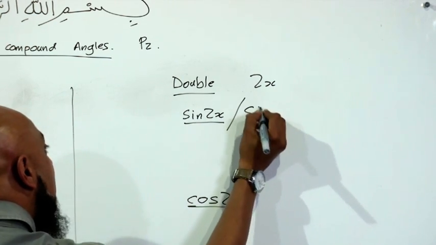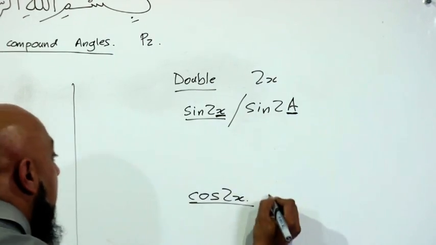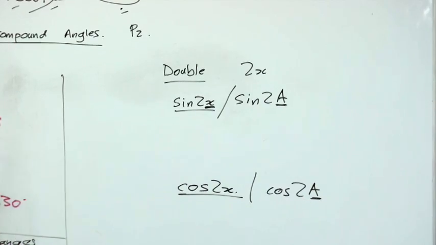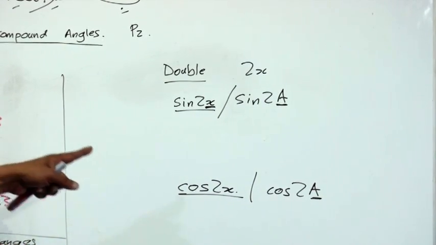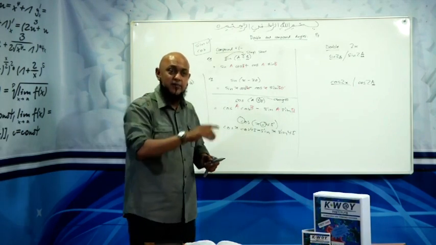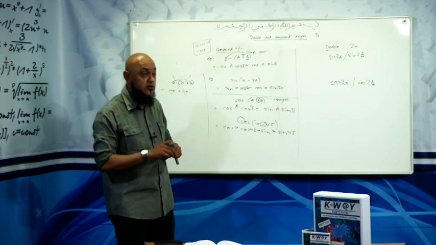It could also be sine 2A. Doesn't make a difference, A being the angle, x being the angle. Or it could be cos 2A. Again, A being the angle. So that's not a compound, that is double. It's 2 times. Anything that is double, it's 2 times the angle. So we have the compound angle and we've got the double angle formula. We need to know it.